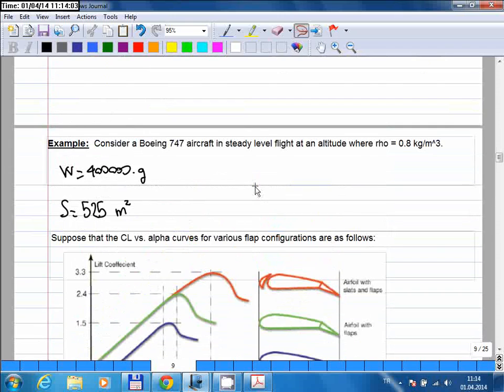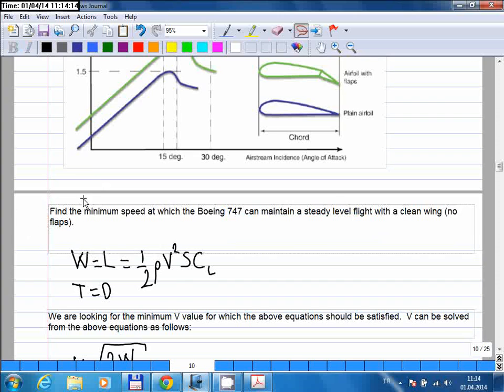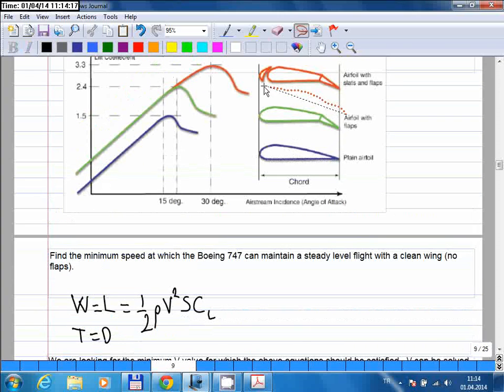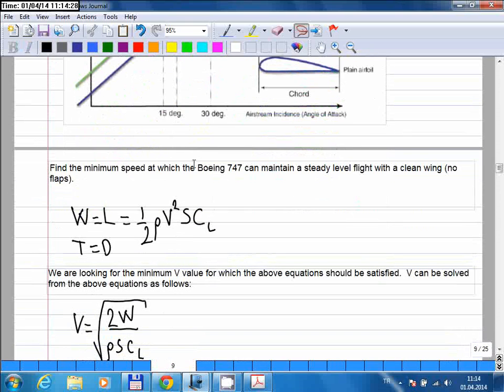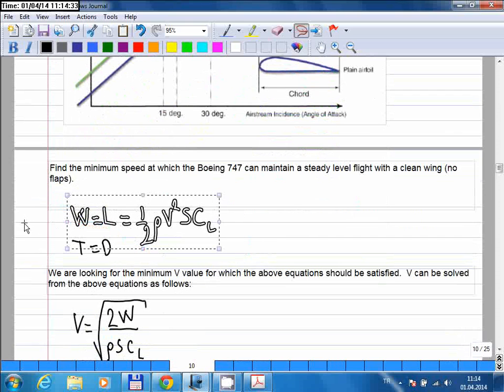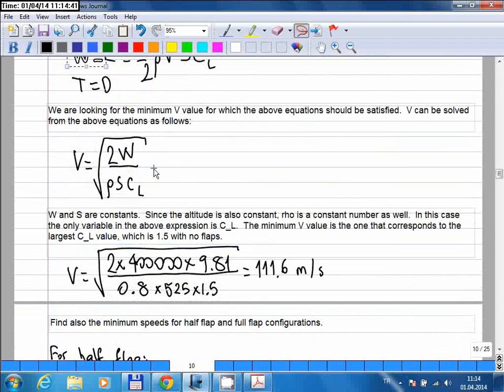Okay? So let's find the minimum speed at which the Boeing 747 can maintain a steady level flight with a clean wing. That means the slats and flaps are both not used. With a clean wing, the minimum flight speed that can be achieved is asked. So we use this equation. We know that the lift should be equal to the weight, which is given as 400,000 kilograms times the gravitational acceleration.